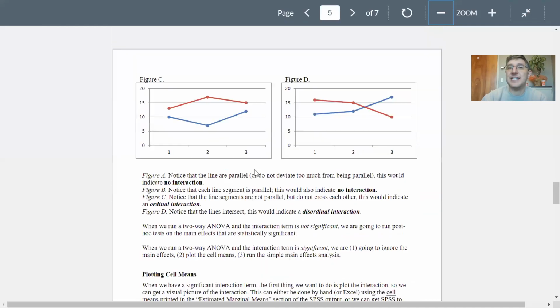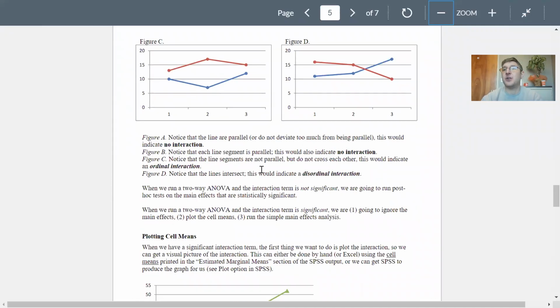Figures C and D here would be example interaction effects. It's when the line segments aren't parallel that typically indicates an interaction effect in a graphic. When the lines cross, you might hear it called a disordinal interaction. And when the line segments don't cross, you might hear it called an ordinal interaction. But both of them would indicate some type of interaction effect.